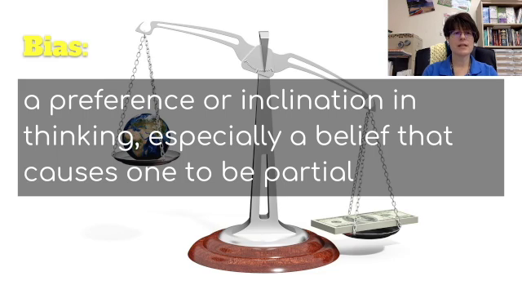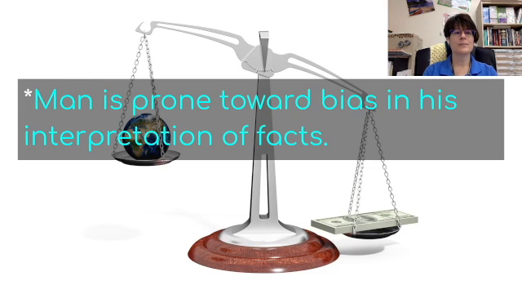Also, in science, there tend to be biases. This is a preference or inclination in thinking, especially a belief that causes one to be partial. So a person's beliefs can cause bias, maybe whether they believe in biblical principles or they do not. Also, you see that dollar bill there? Money tends to influence people and bias them. So there is bias in science. So interests outside can leak in. Man is prone toward bias in his interpretation of facts.